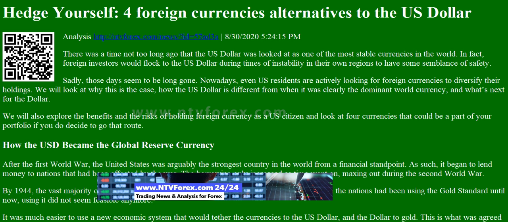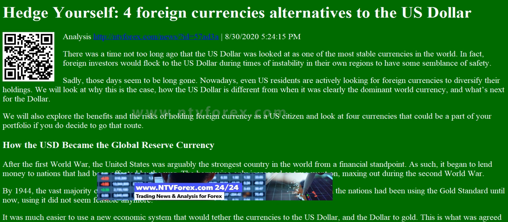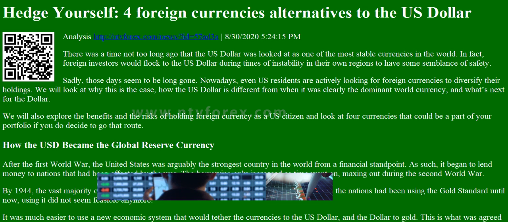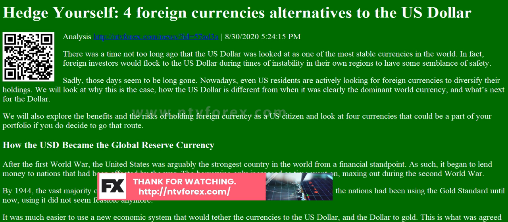There was a time not too long ago that the US dollar was looked at as one of the most stable currencies in the world. In fact, foreign investors would flock to the US dollar during times of instability in their own regions to have some semblance of safety. Sadly, those days seem to be long gone.